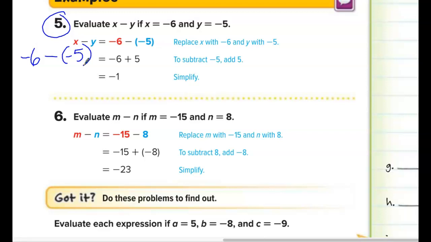How do I write that as an addition sentence? Negative 6 plus 5. Do I have more negatives or positives, AJ? You have more of the negatives. How many more do you have? One more. I have one more.